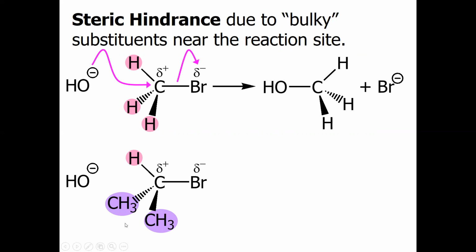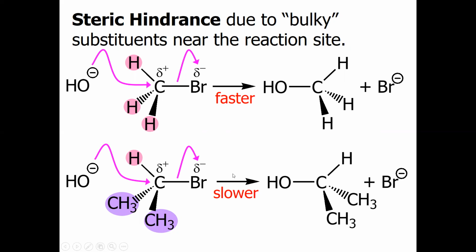Similarly, if you have a 2 degree alkyl halide or a 3 degree alkyl halide, when the nucleophile attacks this electrophilic center, it may cause crowdedness. So this steric hindrance slows down the reaction in the case of the 2 degree alkyl halide. That's why the 2 degree alkyl halide undergoes the SN2 reaction much slower than the 1 degree alkyl halide.